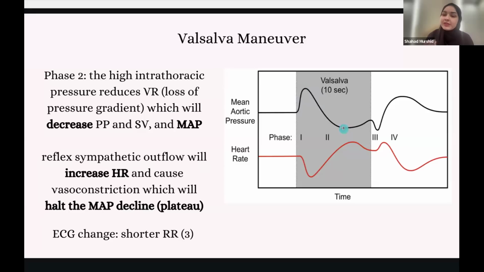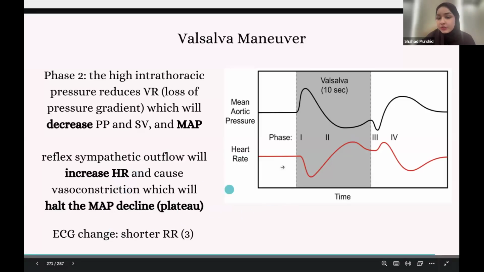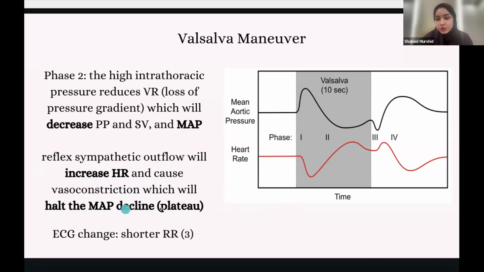Now again, because you have a decreased blood pressure, you're going to have reflex sympathetic outflow that's going to increase your heart rate. So remember this. The reason for the increase in heart rate in this phase is because of reflex sympathetic outflow, which will increase heart rate and cause vasoconstriction. And because of this, you can see here that the mean arterial pressure stopped decreasing, because the vasoconstriction is going to fix the drop in the blood pressure.